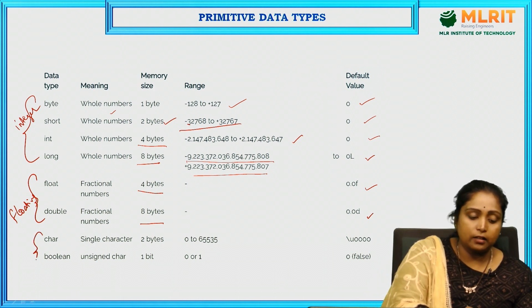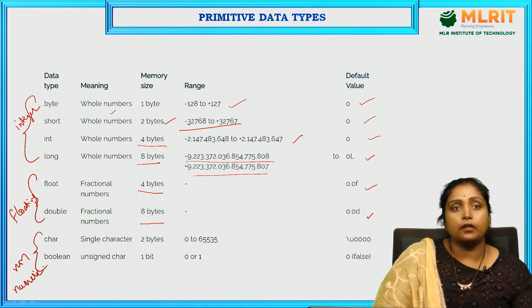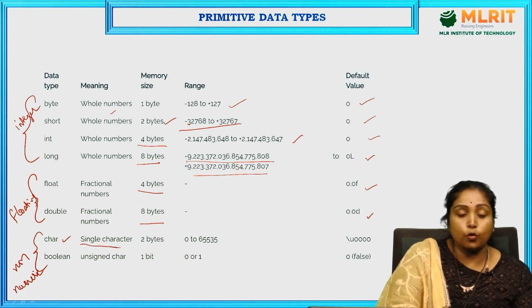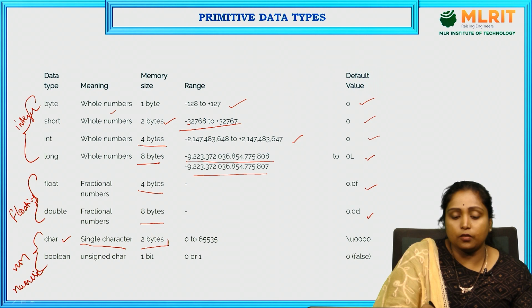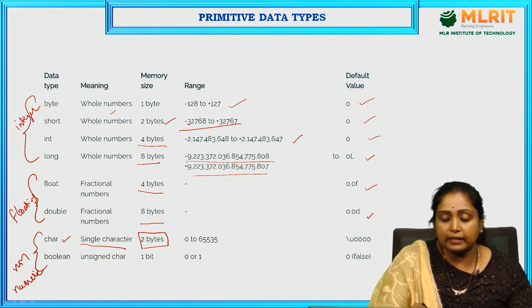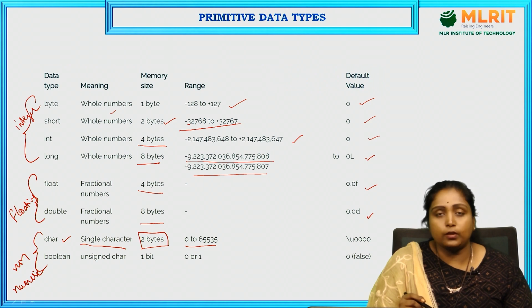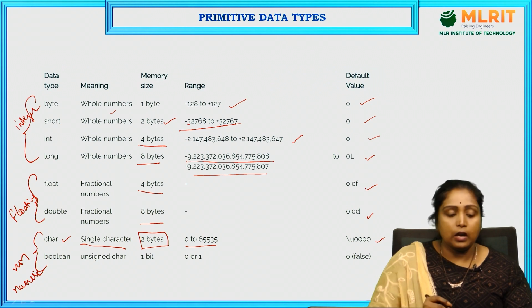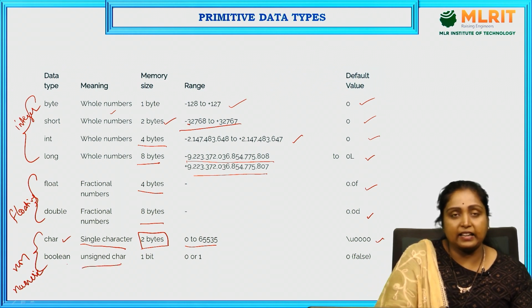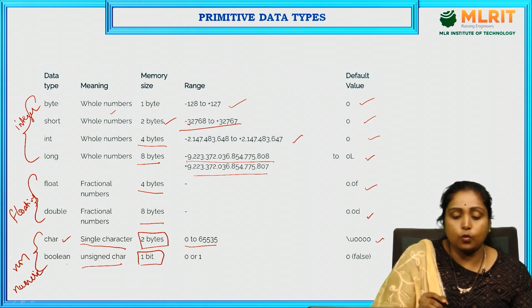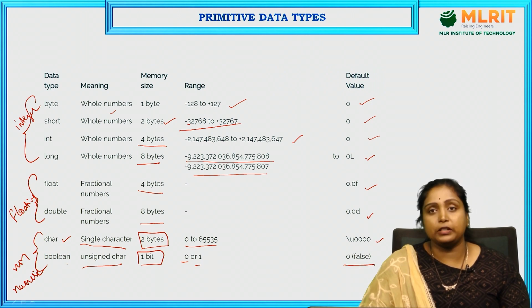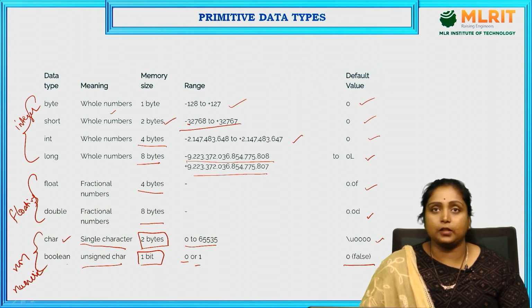And these are non-numeric data types. Character data type you write with char, and it can hold a single character. It can hold 2 bytes of memory, the range is 0 to 65,535, and the default value is unsigned of 4 zeros. Okay, next boolean value. It can contain only one bit, either 1 or 0. The default value for boolean is false, which is 0.